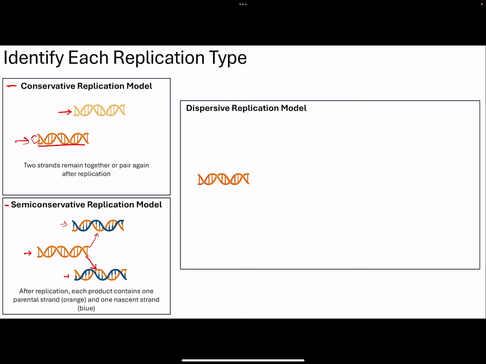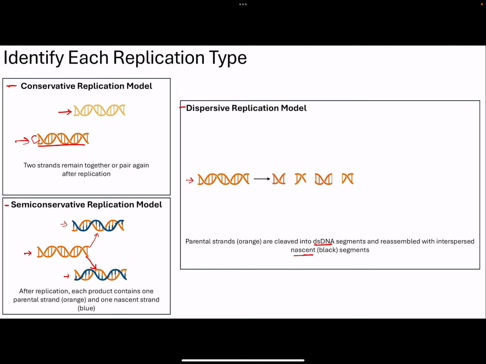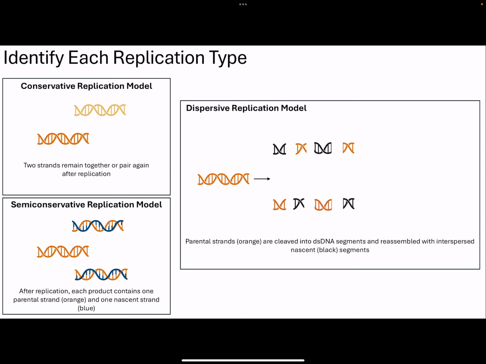And then our third replication model is the dispersive replication model, or hypothesis that could be put forward. This is the idea that this parent DNA molecule is essentially broken up into multiple pieces and sort of stitched back together. So the first step in this procedure is that these parent strands are cleaved into double-stranded DNA fragments and then reassembled with interspersed, newly copied or nascent black DNA segments. So these orange copies are going to be used to make a replicate version, so something that looks like this. So the black DNA double-stranded fragment is a copy of this orange one here.